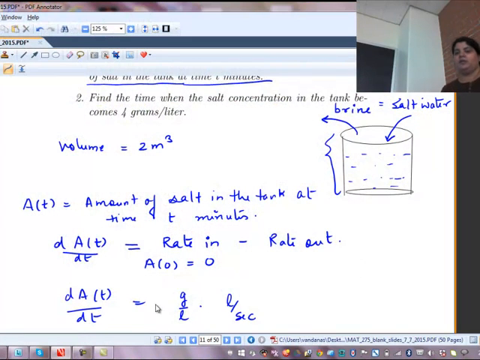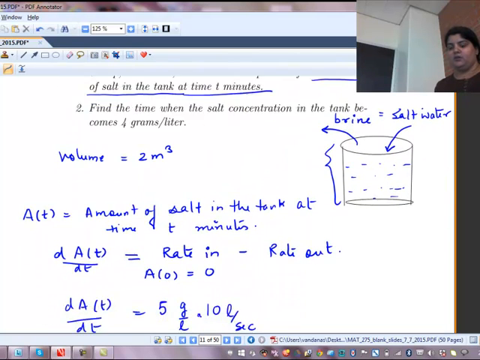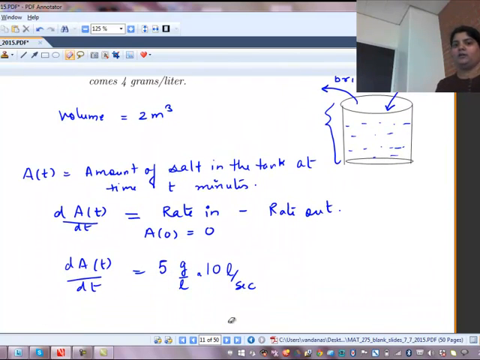Grams per liter, how much was it? 5, and flowing with the rate of 10 liters per second. Now this is rate in. It's 10 per minute? Okay, minutes. Let's keep it in minutes then, so eventually overall it will be in time and in minutes. So liters cancel. We will take units of time to minutes in that case overall.